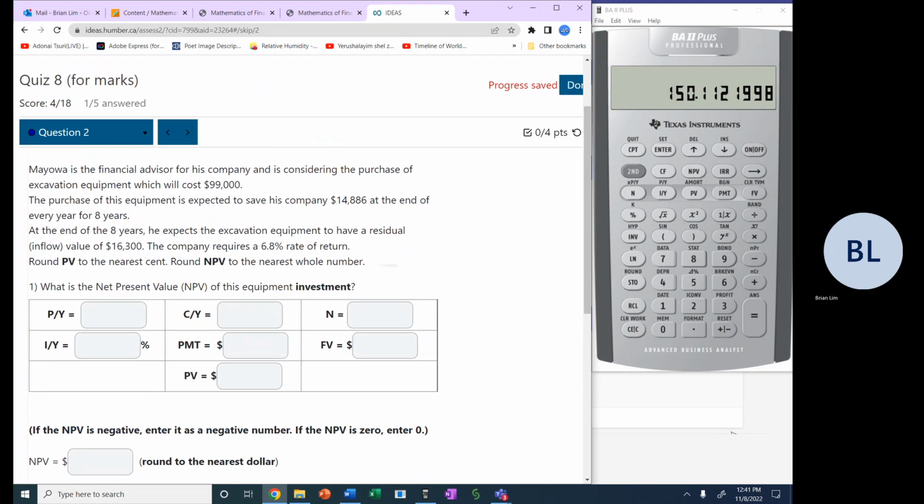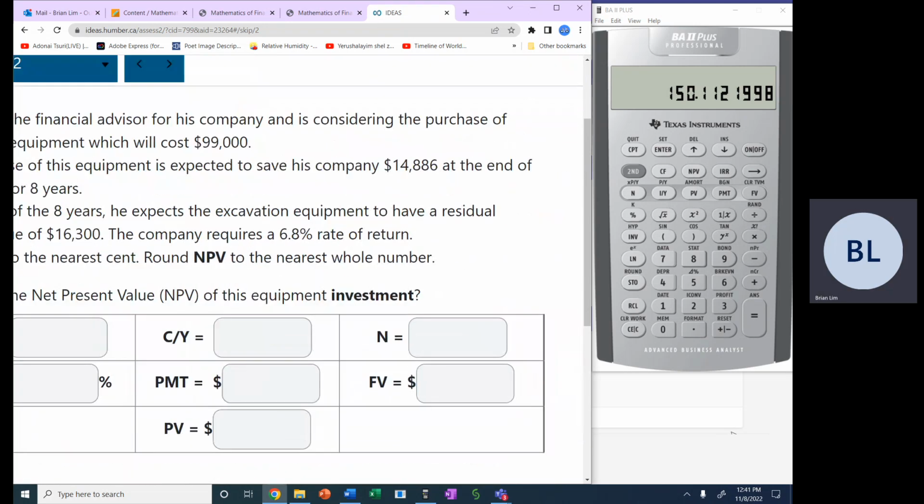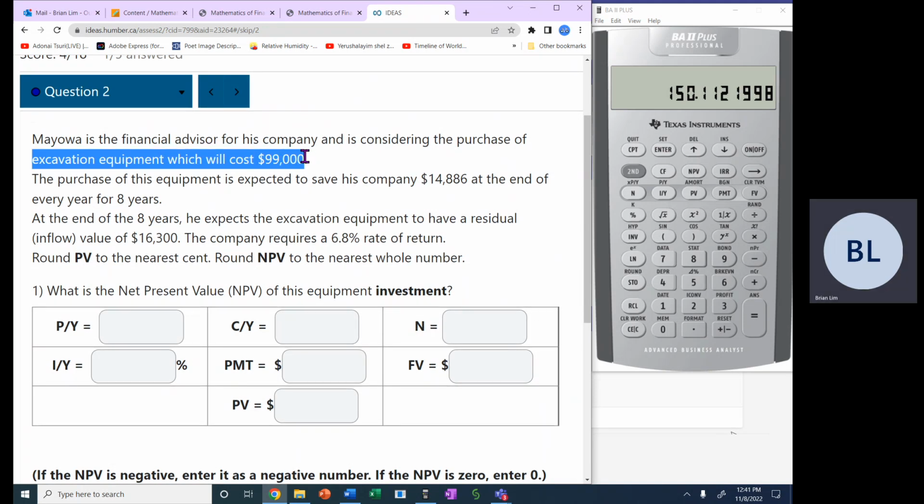All right, so question number 2: Mayowa is the financial advisor for his company and is considering the purchase of excavation equipment that will cost $99,000.